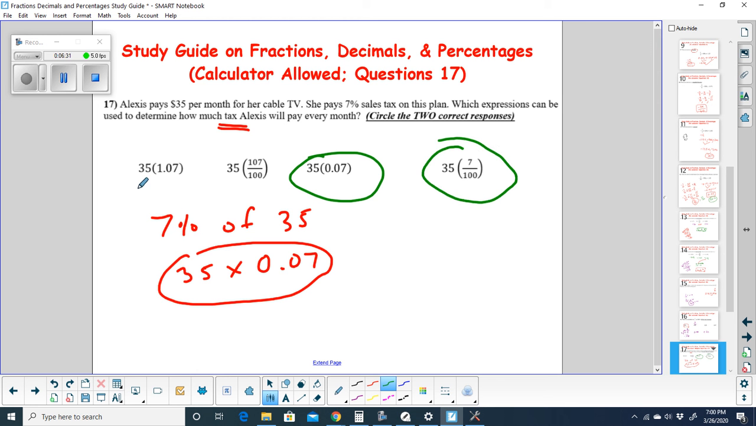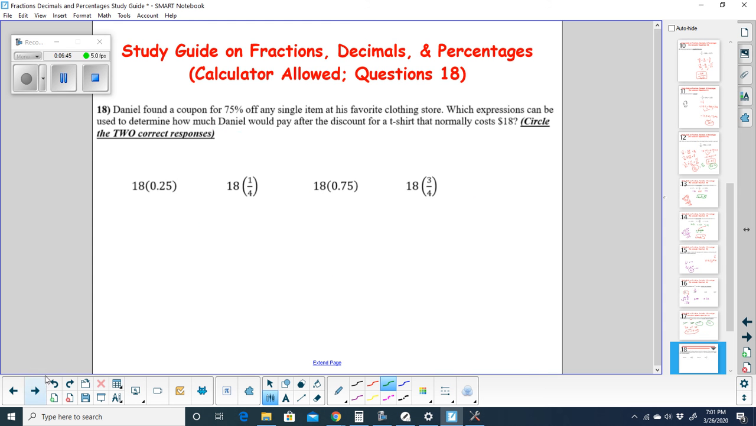This is not correct because it's times 1.07, that's 107%, and this one's not correct because it's the same thing, 35 times 107 over 100, so 107%. So it's these two.